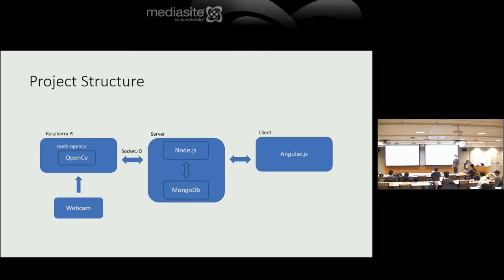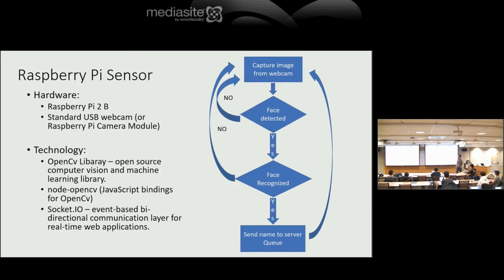So we'll look at some of the components here. Starting with the Raspberry Pi, I've got a Raspberry Pi 2B that I had in my closet, so hopefully I don't have to get a new one. And a basic webcam, and then the software I'll be using is the OpenCV library, which is an open source computer vision library that has all kinds of stuff, but I'll be using the facial detection and recognition.